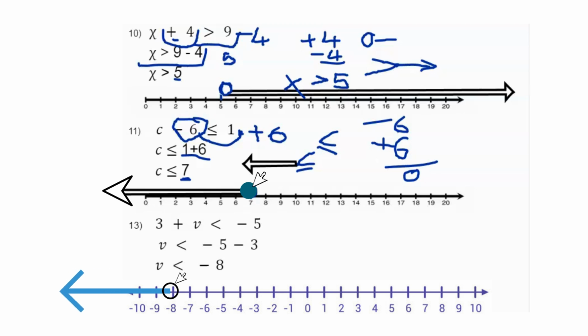Now the next one is 3 plus b is less than negative 5. Remember again, less than means it goes this side, and it has only one sign here, which means it's going to be an open circle. Okay, the arrow has to be open, so the circle will be open. We call it open arrow, but I usually use open circle so that you will remember it.